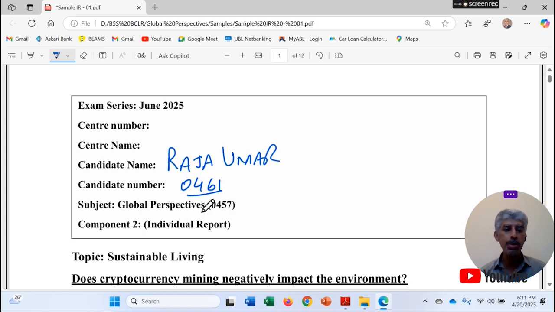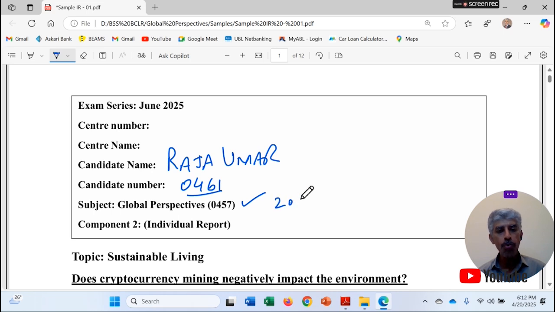You are supposed to write your candidate number, and mostly when you make your IR, you do not have that candidate number with you. Towards the end of the submissions, towards the end of your syllabus, when you register for the subject, Cambridge University sends you the statement of entry, and then you can get your candidate number and mention it here.